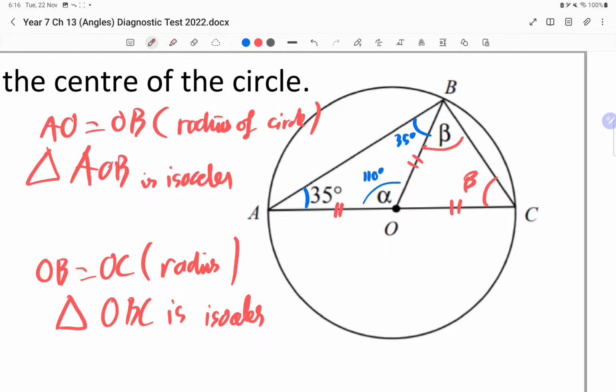And now how do we find beta? Can we find something else? Can we find this one? Yes. What's that angle? It's 70 degrees, exterior angle of a triangle. How do we find beta?